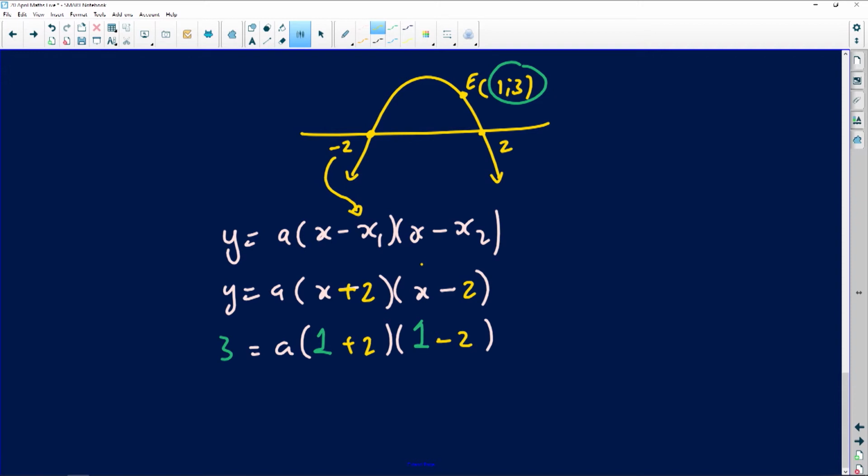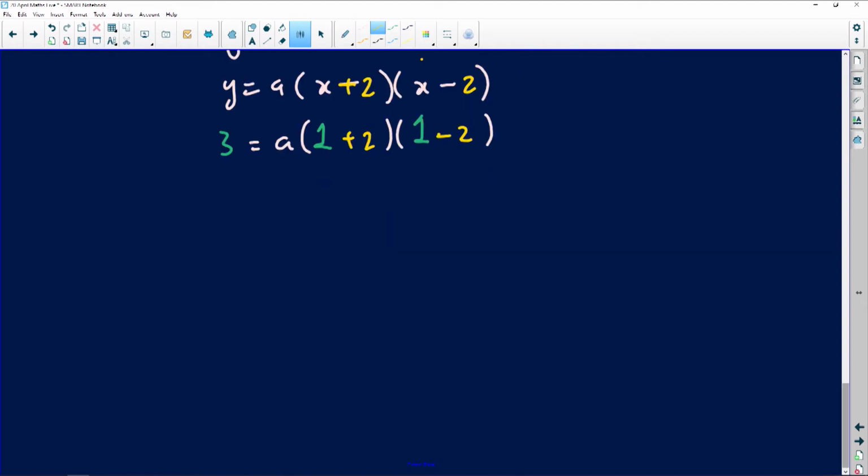The yellow numbers come from the x-intercept. The green numbers are the coordinates of the random point that was given. Notice that that one works extra time. It's working OT, over time. Okay, cool. Now I'm going to simplify and solve for a.